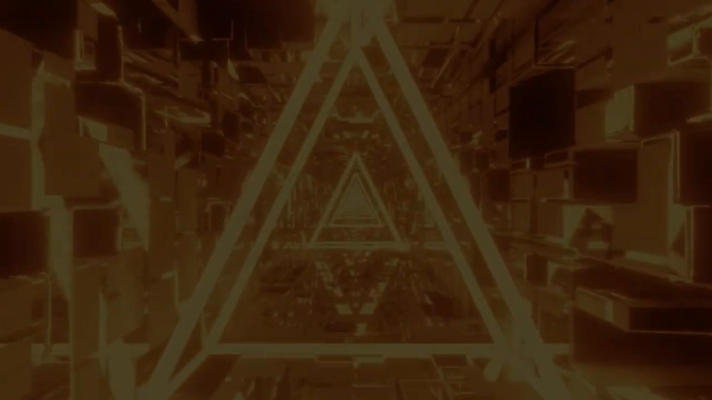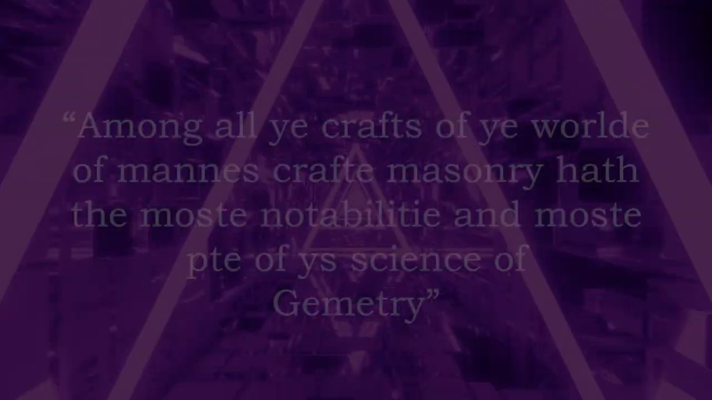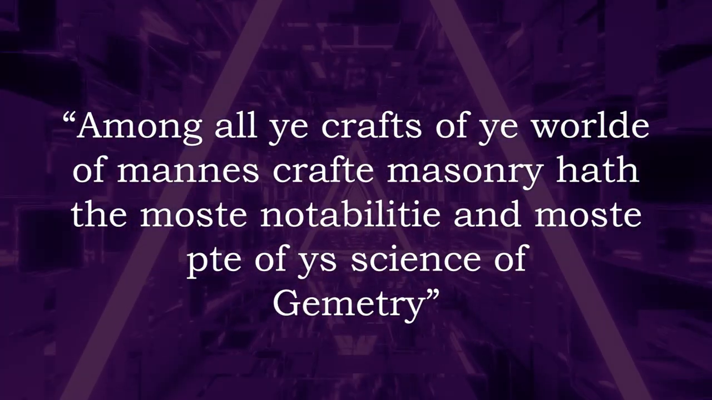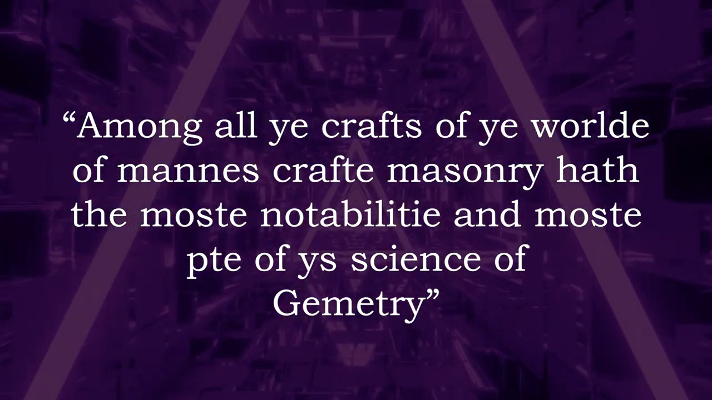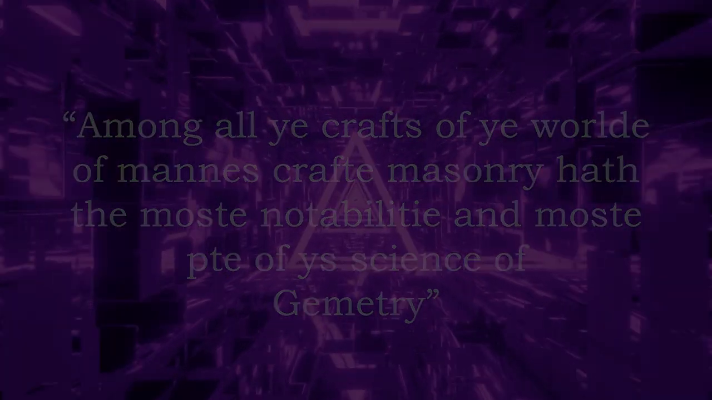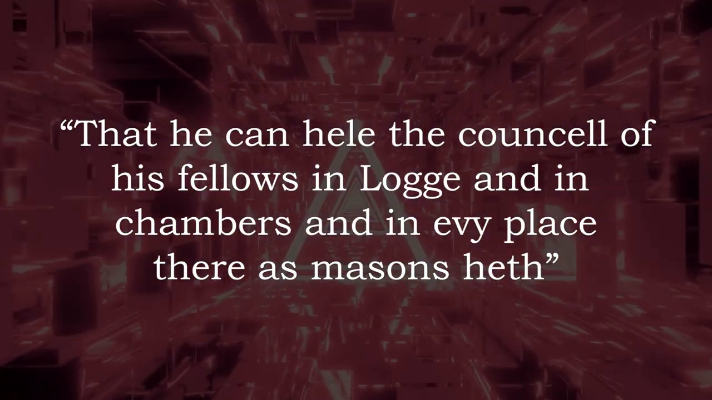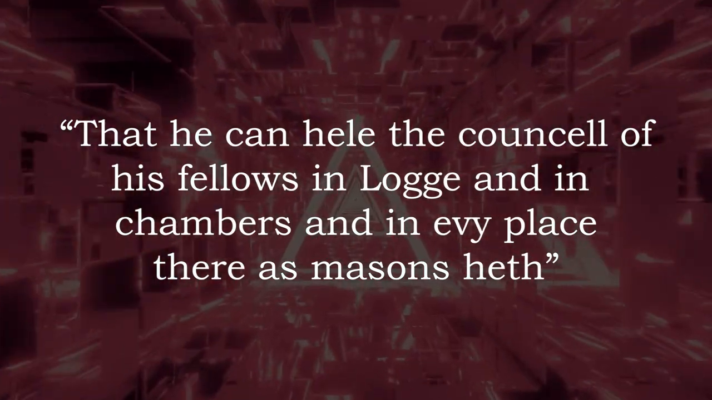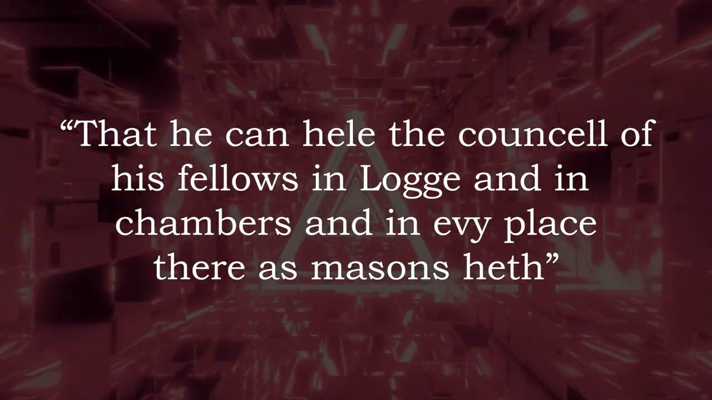Accordingly, all the early Masonic documents now extant are unanimous in proclaiming geometry as the foundation and essence of speculative Freemasonry. The Matthew Cooke manuscript says, "Among all the crafts of the world, of man's craft, masonry hath the most notability, and most part of this science of geometry." And again, concerning the secrecy to which every adept was then bound, "That he can hele the counsel of his fellows in lodge, and in chamber, and in every place where masons be."